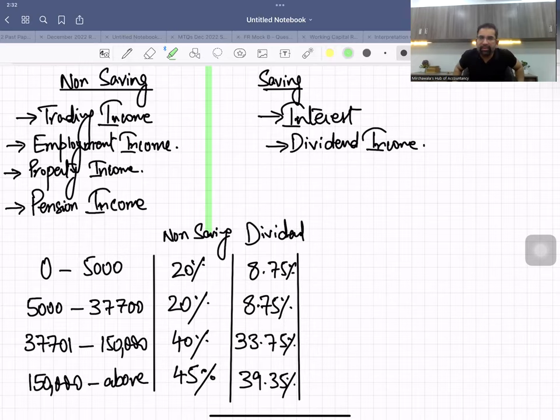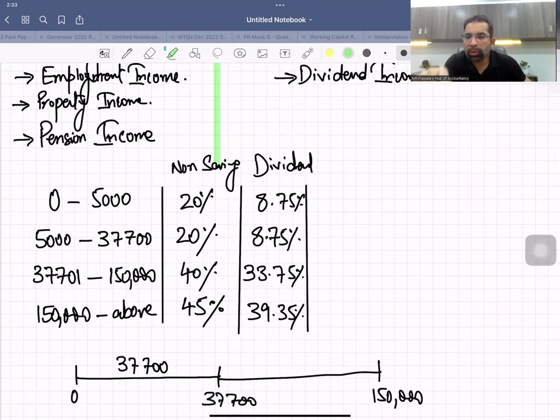Now, my dear students, we are starting our topic with non-saving income. First of all, I'll start with non-saving income. Although I have written the tax rate of dividend income, don't look at it. Don't look at the second column, just ignore it. First, concentrate on the first column, that is non-saving income.